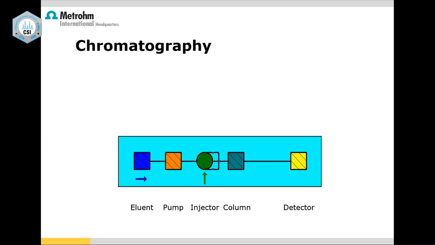Let's see where it is used also. Then we have the injector, where you introduce the sample. You can inject even 1 microliter, or you can inject 1 ml, depending on the requirement. You can inject a fixed volume, and you can also inject a variable volume. The column is the heart of the system, as you know. Then the detection is, of course, different detectors.